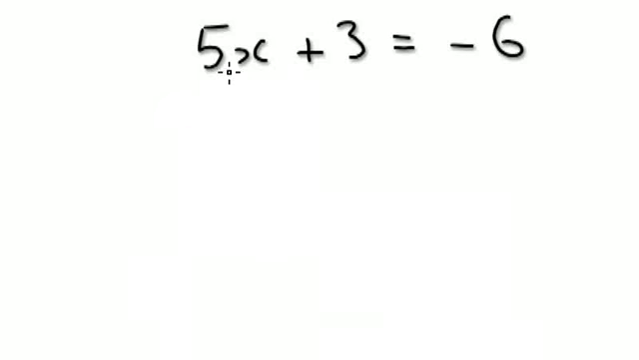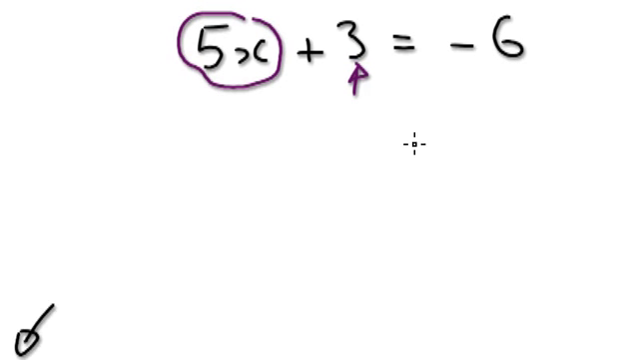Now second example, 5x plus 3 equals minus 6. You remember you always want to get x standing on its own, but x is stuck in here. Kill off this 3 first, and then later you can kill off the 5. So press pause and have a go.